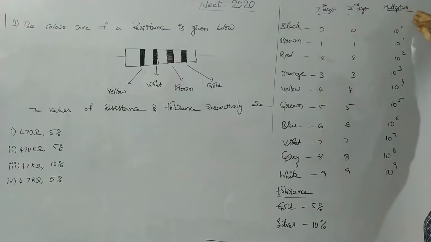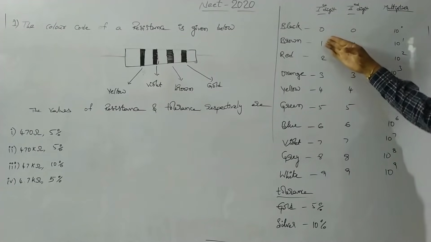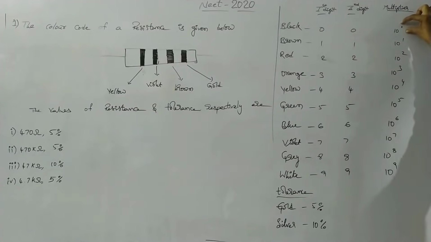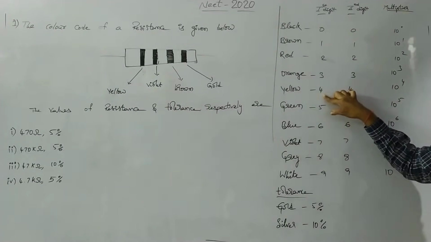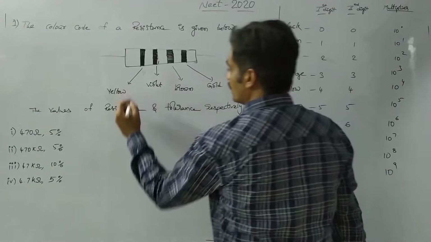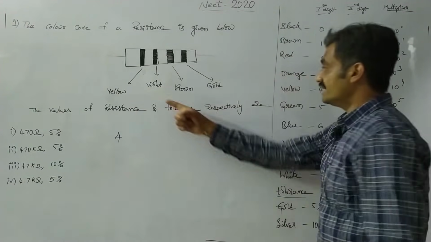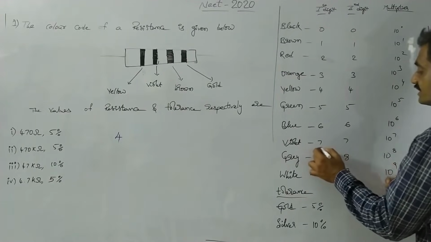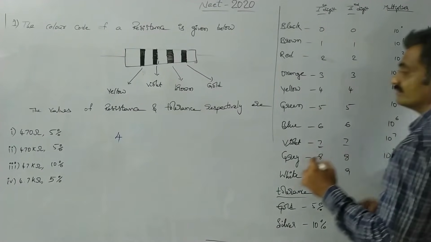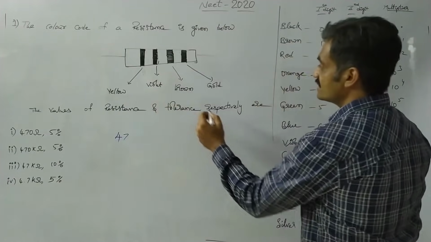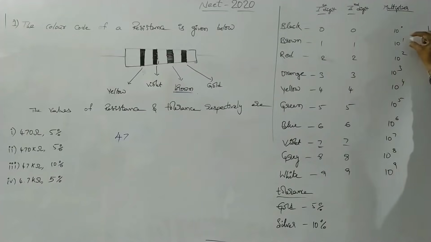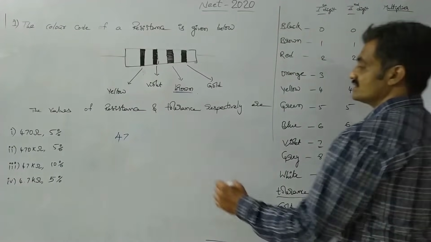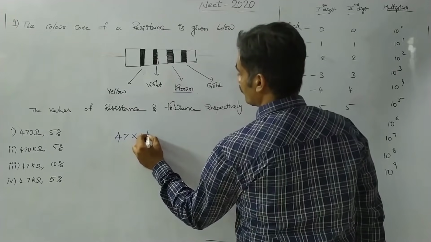The third color represents the multiplier. These are multipliers, so the values of these colors are represented as powers of 10. The first color is yellow, which has 4, so we write 4. The second color is violet, which has 7, so the second digit is 7. The third color is brown, which has a multiplier of 10 to the power of 1. So we can write it as 47 into 10 to the power of 1.